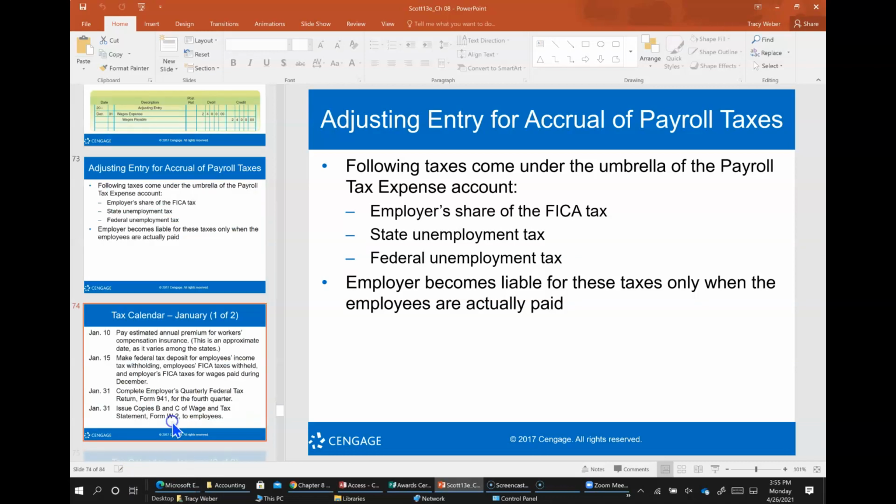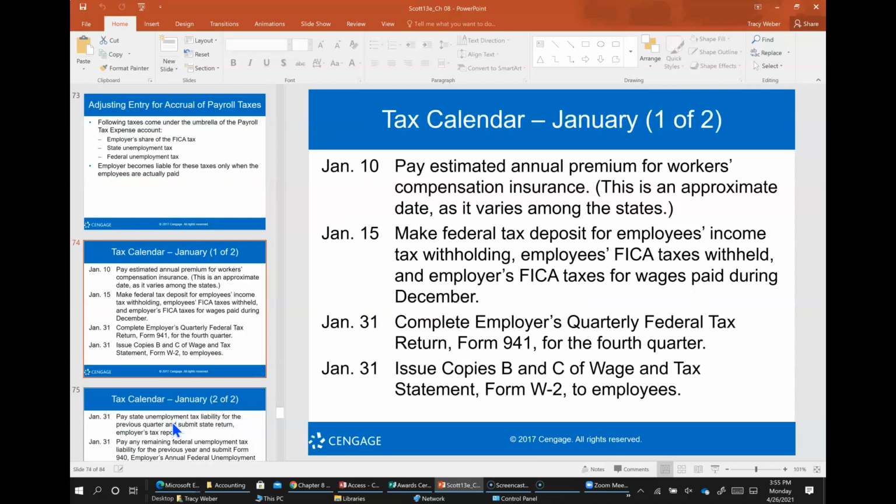Tax calendar. Now let's put it all together. To keep up with the task of paying and reporting the various taxes, the accountant compiles a chronological list of the due dates. We are including only the payroll taxes here, but any kind of taxes, such as sales taxes and property taxes, should also be listed.